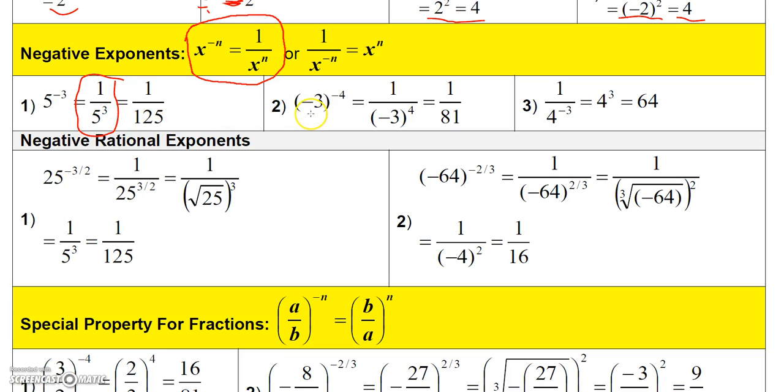Or if you had negative 3 raised to the negative 4 power, that would be 1 over negative 3 raised to the positive 4 power. And then when you raise negative 3 to the 4th power, you would get 81. So that would be 1 over 81.